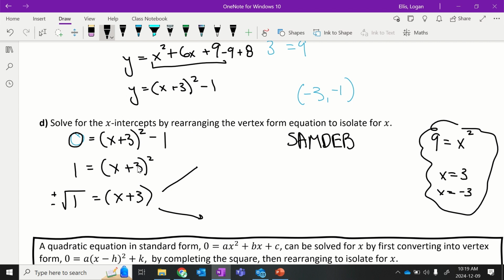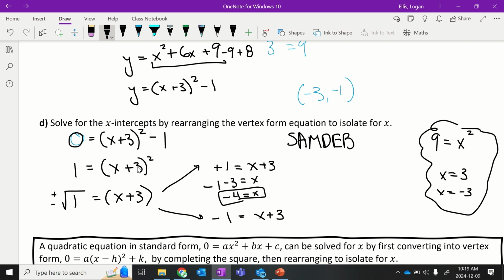The square root of 1 is just 1. That's pretty easy. But basically, you're going to get the positive 1 equals, we don't need the brackets anymore, we can just write x plus 3, and you're going to get negative 1. Negative square root of 1 equals x plus 3. And when you solve those, bring the 3 across, it's 1 minus 3 equals x, so x equals negative 4.